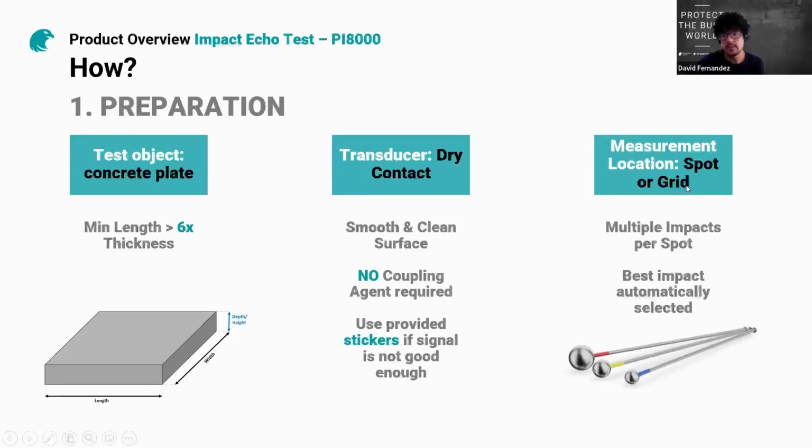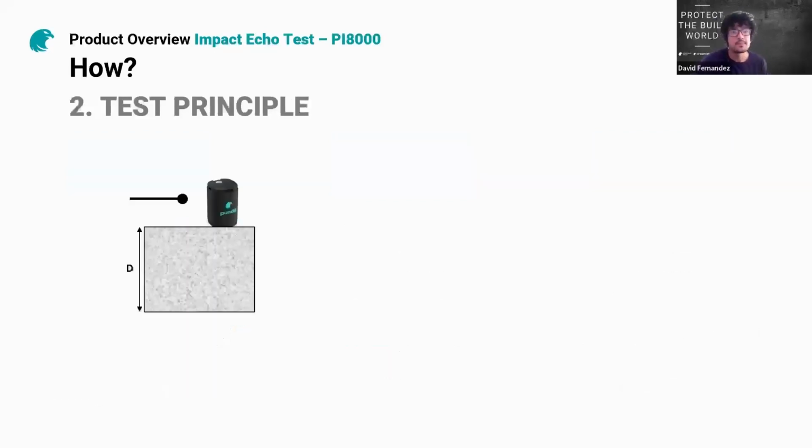And then for the measurement location, you have to decide if you want to perform a spot test or a grid test. I will explain later what the main differences are. And as I said before, the best impact that you perform per spot is automatically selected by the app. So this is also really convenient because you don't need to pay a lot of attention to the impacts you are performing.